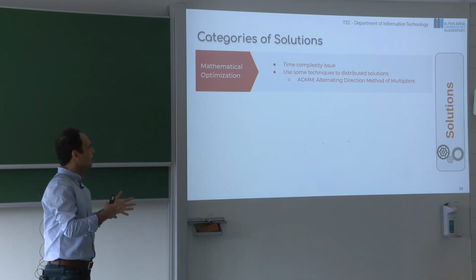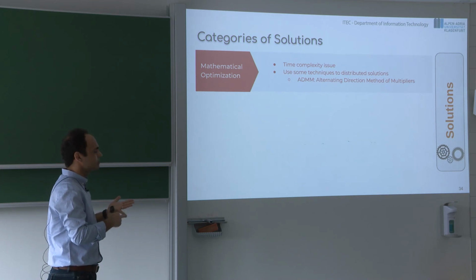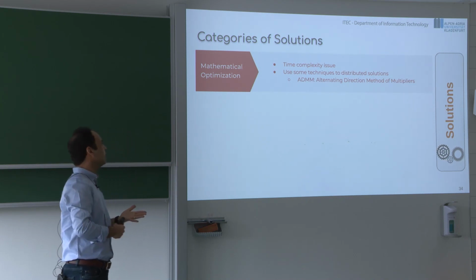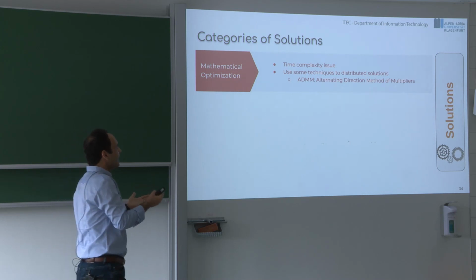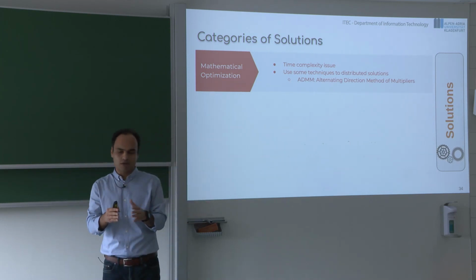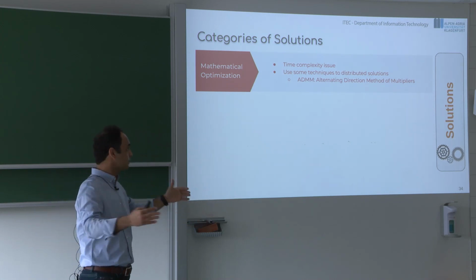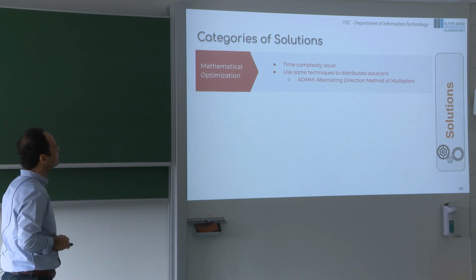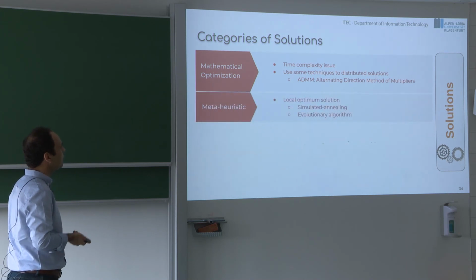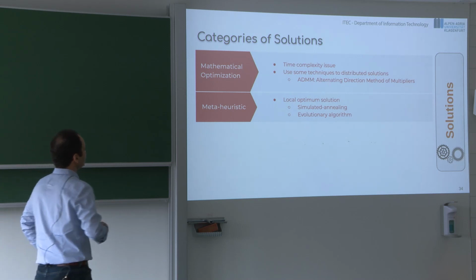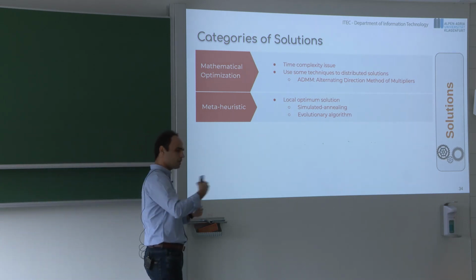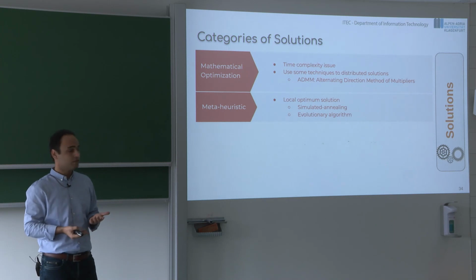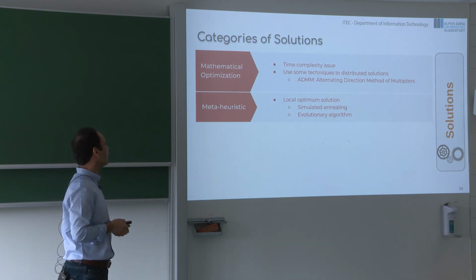We can use this solution, but the main challenge is time complexity issue, specifically when we need to have them for live streaming. And so we can have some solutions for distributing this mathematical optimization over some nodes, as ADMM that we applied for some studies. And then we have meta-heuristic, which is a very useful approach for coping with the time complexity of the mathematical optimization. For example, simulated annealing, evolutionary algorithms that are useful for us to have.